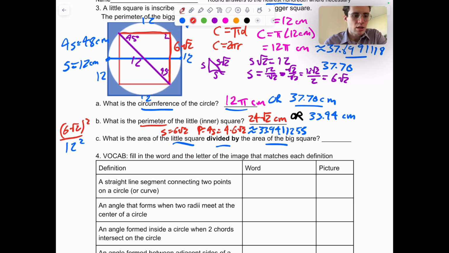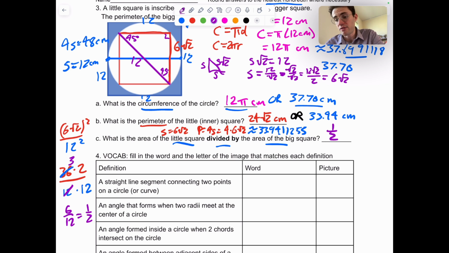That will give us 6 squared is 36, square root of 2 squared is 2. So 36 times 2 over, you could do 144, or I'm just going to write it as 12 times 12, because I know I can take out a 12 from 36. So that would leave me with 3. So now we've got 6 over 12, which is equal to 1/2. All right, so you could leave it as 1/2. Some people wrote 0.5, that's fine.